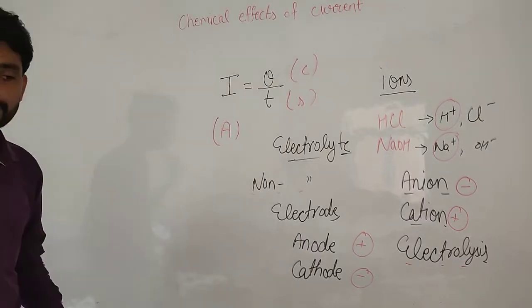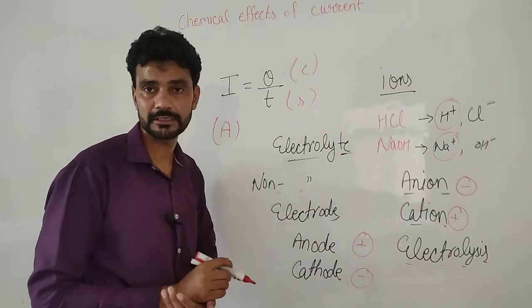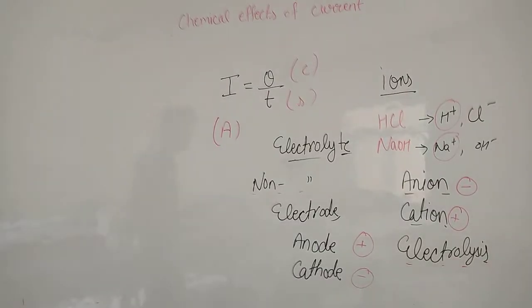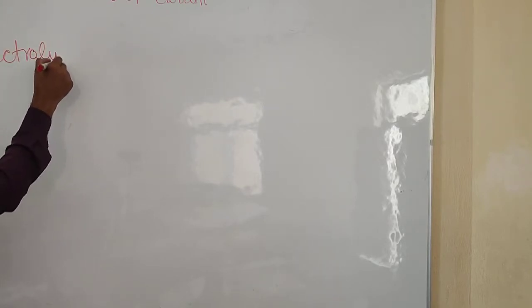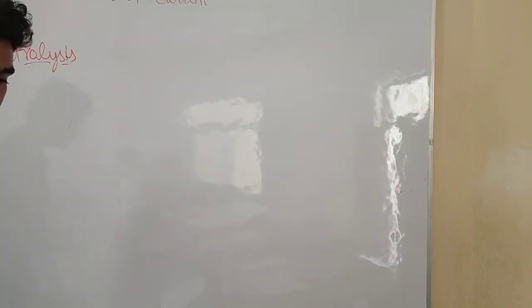Now we will study what electrolysis is, how it happens, and which type of gas is released when electrolysis takes place. So these we will discuss in the process of electrolysis. The process in which electric current is passed through a chemical, and at the same time it undergoes a chemical change, is known as electrolysis.